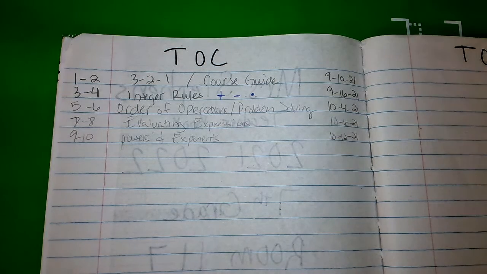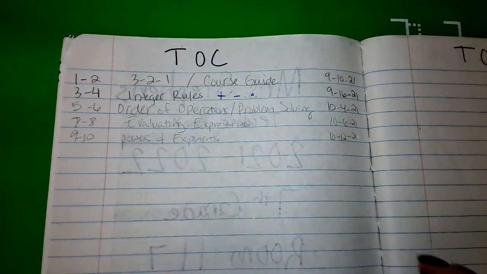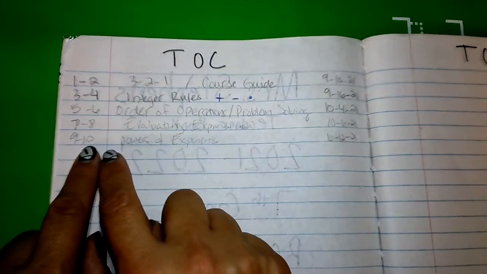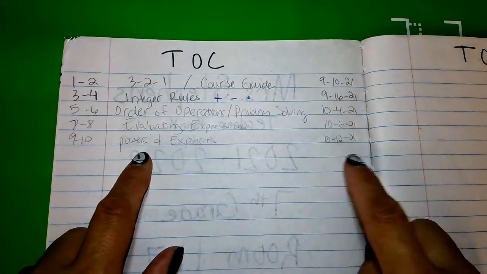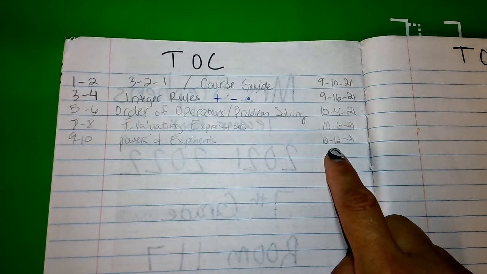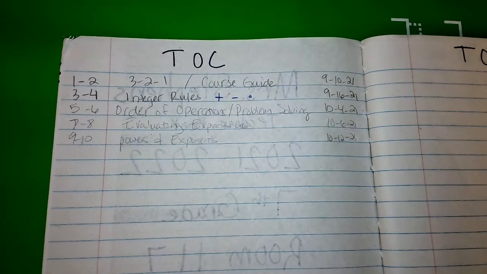Cougars. Today we're going to be adding pages 9 and 10 to our ISN. You can see that I've got my table of contents open and I've added pages 9 and 10, Powers and Exponents, and today is October 12th, 2021.